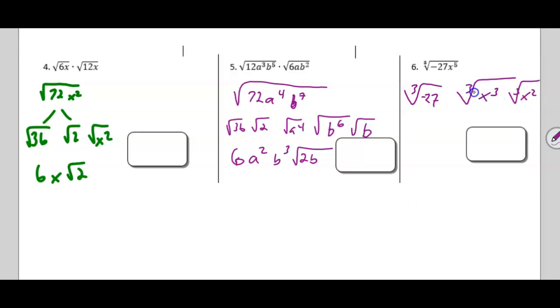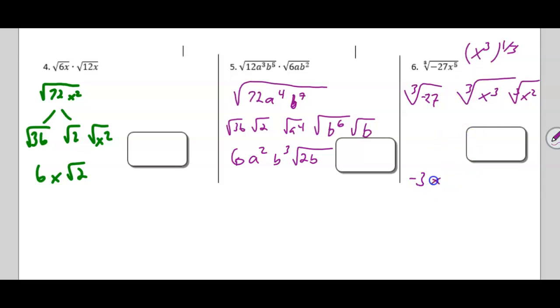So the cube root of x cubed, it's the same. The index is the same as the exponent. So essentially that's x cubed to the 1/3, power to a power. 1/3 times 3 is 1. So it's just x. So anyway, right here, the cube root of negative 27 is negative 3.